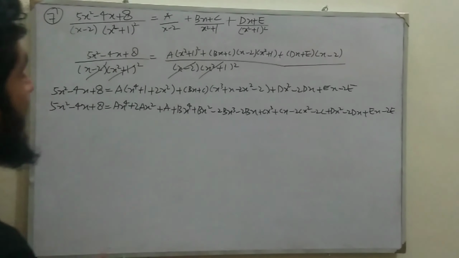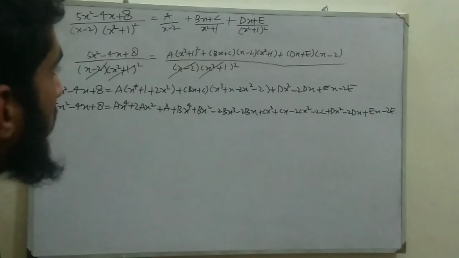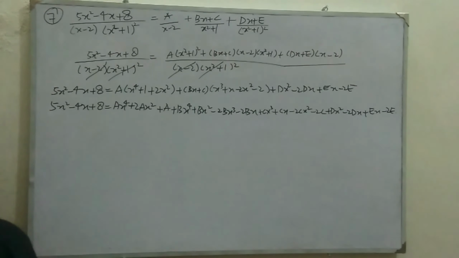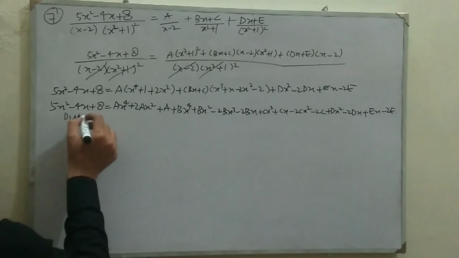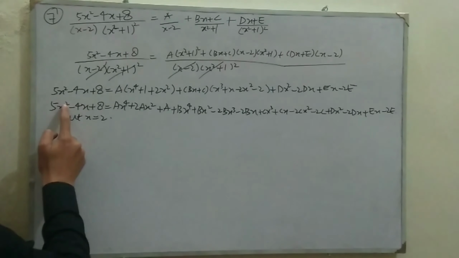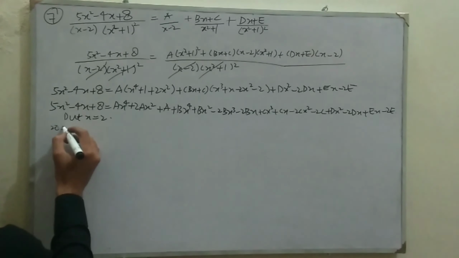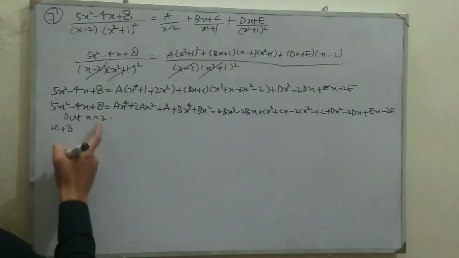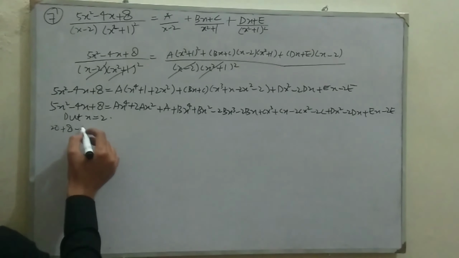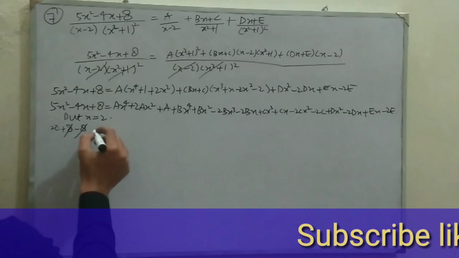Now from here x minus 2 is equal to 0, so x will be equal to 2. Put the value of x equal to 2 in this equation. So 2 square gives us 4, 4 multiplied by 5 gives us 20, plus 8 minus 4 times x, where x is 2, so minus 8. So minus 8 plus 8 will cancel out, so we are left with 20 on this side.